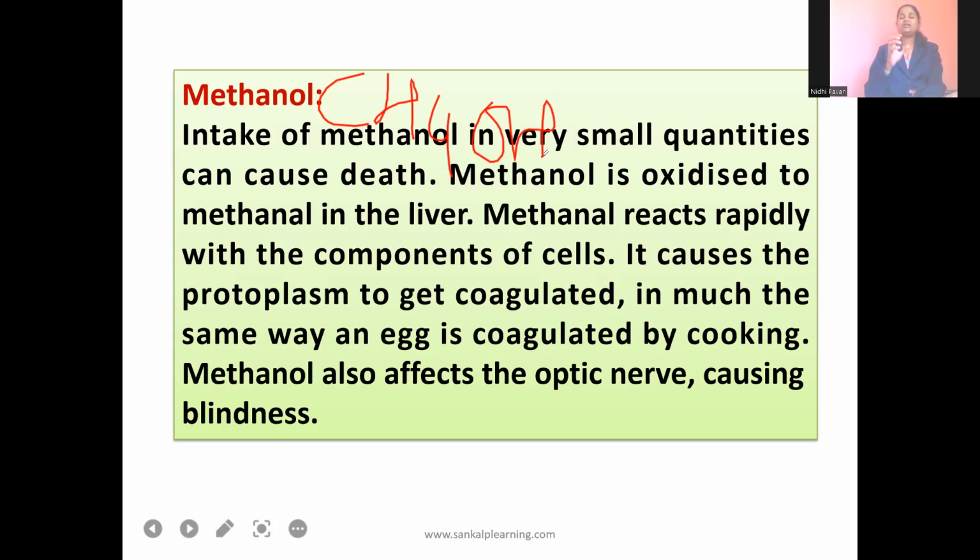Why? Because methanol is oxidized, meaning addition of oxygen takes place, inside the body. Then it converts into methanal in the liver. Methanal reacts rapidly with the components of the cell, whatever they are, water, proteins, carbohydrates. It causes protoplasm to get coagulated. Protoplasm, the content of a cell, is coagulated in much the same way as an egg is coagulated by cooking. When you cook the egg, it becomes a soft, boiled egg; our cells become like that, right?